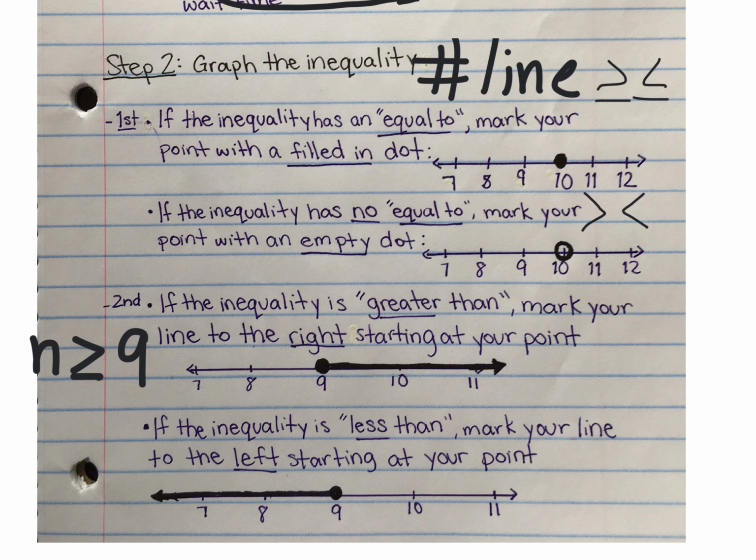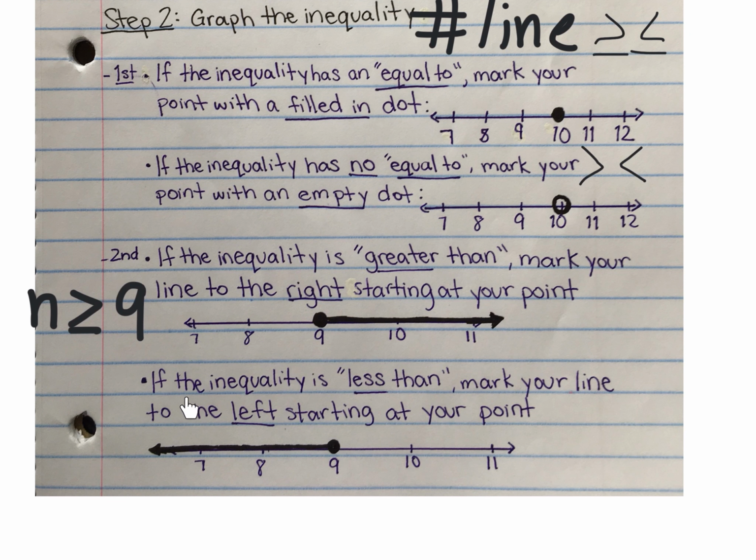Now, the inverse of that down here, if the inequality is less than, then you mark your line to the left, starting at your point. So here, this would have to be n is less than or equal to 9, because we see that it's less than or equal to, so we have a filled in dot, and since it's less than, our line moves in the left direction, or the negative direction, so we're moving into smaller numbers, okay?